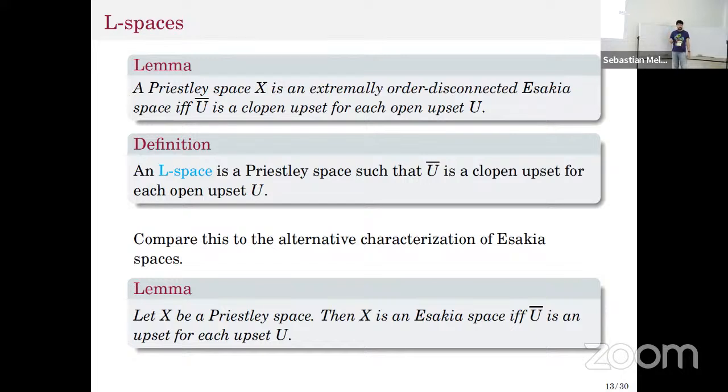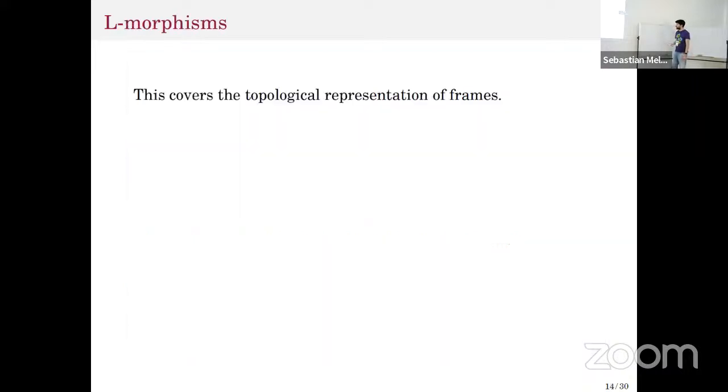Here. You can add open upset here. Oh, yeah, that's what I thought. So this is also equivalent to just saying it's an upset for each open upset. So in fact, you're only adding the fact that this should be a clopen upset for L spaces.